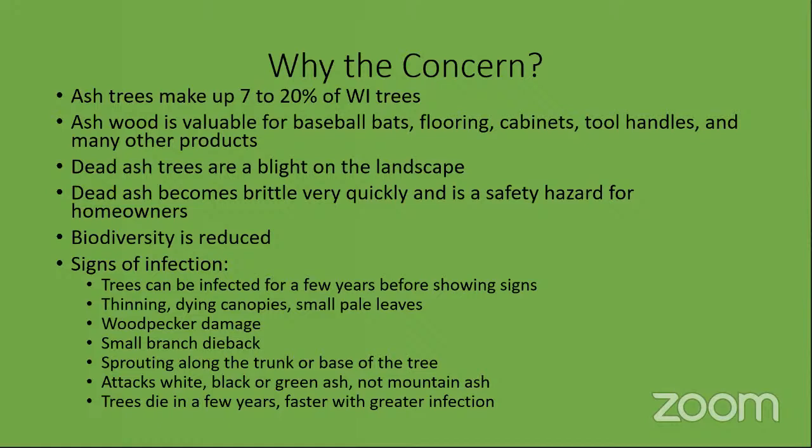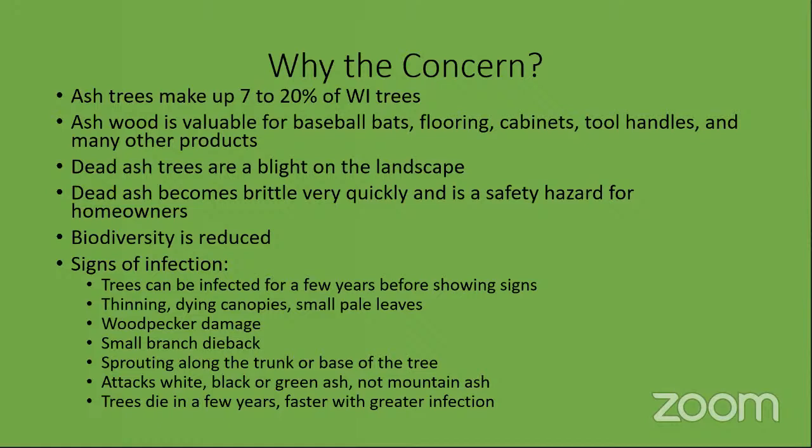Signs of infection in an ash tree: it's going to probably be infected, and there'll be larvae in it for a few years before it starts showing a lot of signs. Some of the first things you'll probably notice is that the canopy is thinning and dying. The leaves are small and pale. You may also notice a lot of woodpeckers pecking at the tree. Small branches start to die back.